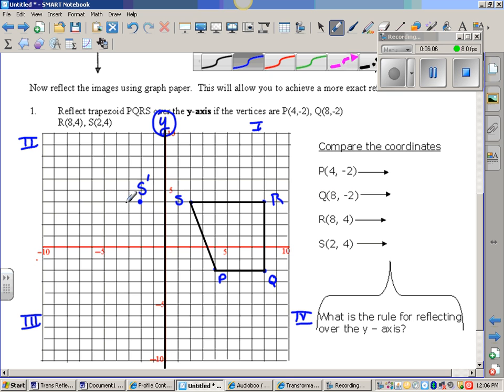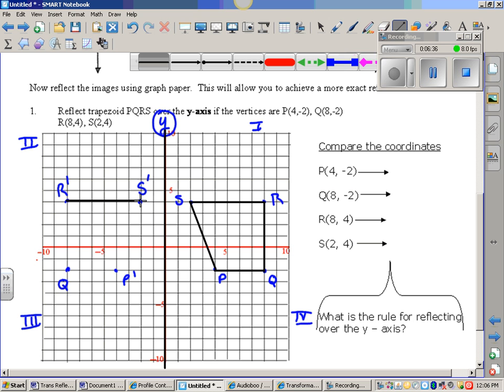1, 2, 3, 4, 5, 6, 7, 8. R prime. P. 1, 2, 3, 4. P prime. And finally Q. 1, 2, 3, 4, 5, 6, 7, 8. Notice that the shape should still be the same. We have not changed the size of any of the angles, of any of the side lengths, nothing.